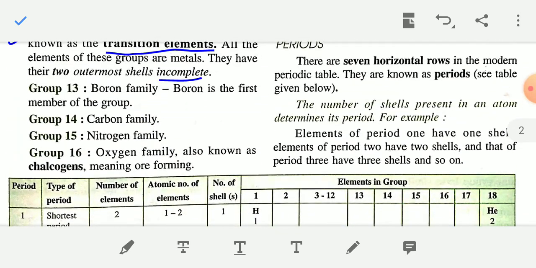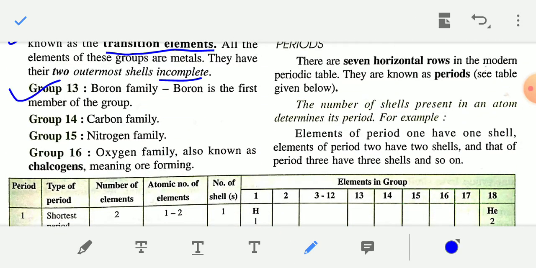And group 13, that is the boron family. Boron is the first member of this group. And group 14, that is the carbon family. Group 15, nitrogen family. And group 16, oxygen family, which is also known as chalcogens. Chalcogen means ore forming.